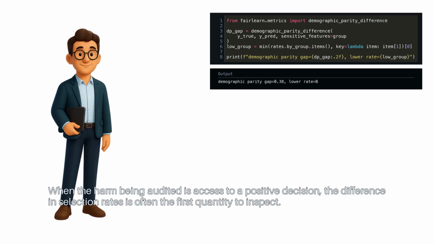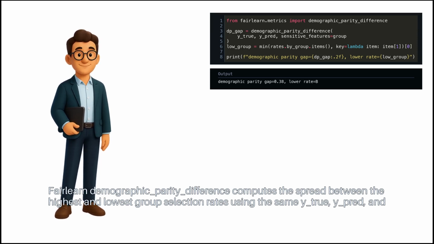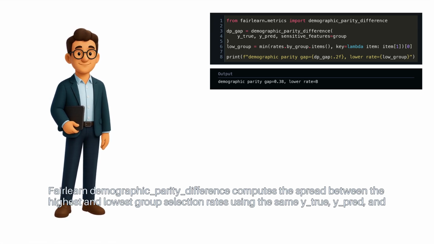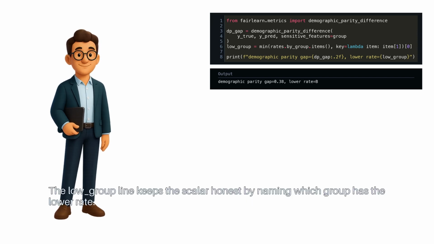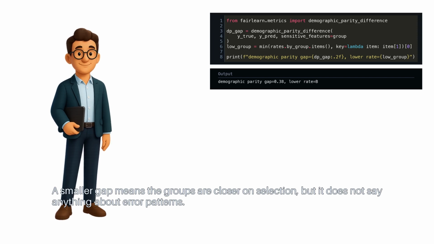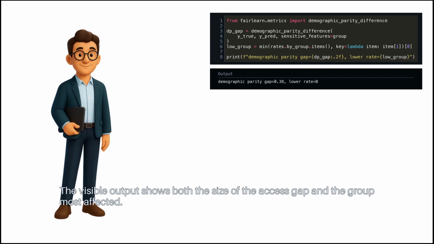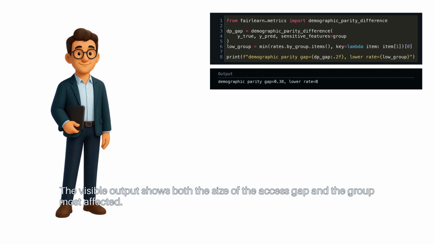When the harm being audited is access to a positive decision, the difference in selection rates is often the first quantity to inspect. Fairlearn demographic parity difference computes the spread between the highest and lowest group selection rates using the same Y-true, Y-pred, and sensitive features. The low group line keeps the scaler honest by naming which group has the lower rate. A smaller gap means the groups are closer on selection, but it does not say anything about error patterns. The visible output shows both the size of the access gap and the group most affected.